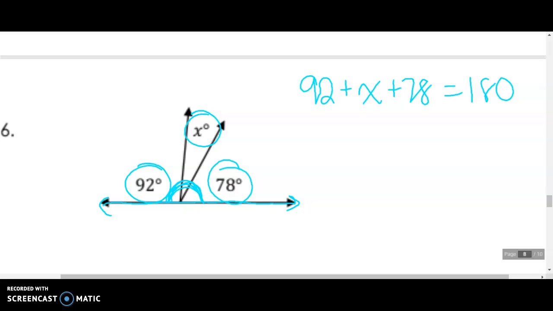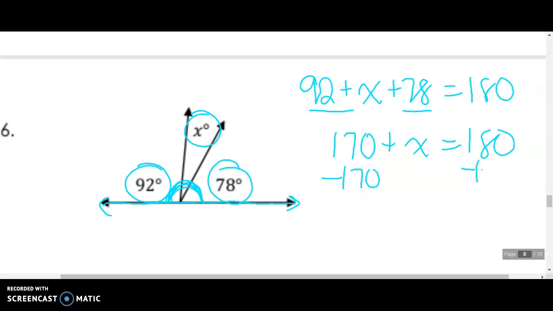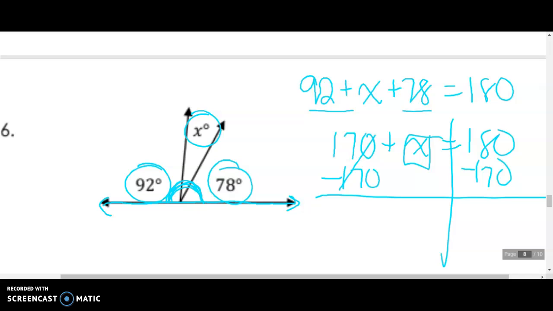Okay, 92 plus 78 equals 170. So there's our combining like terms. Plus x equals 180. I subtract 170 from both sides. Split, isolate, and I get x equals 10.